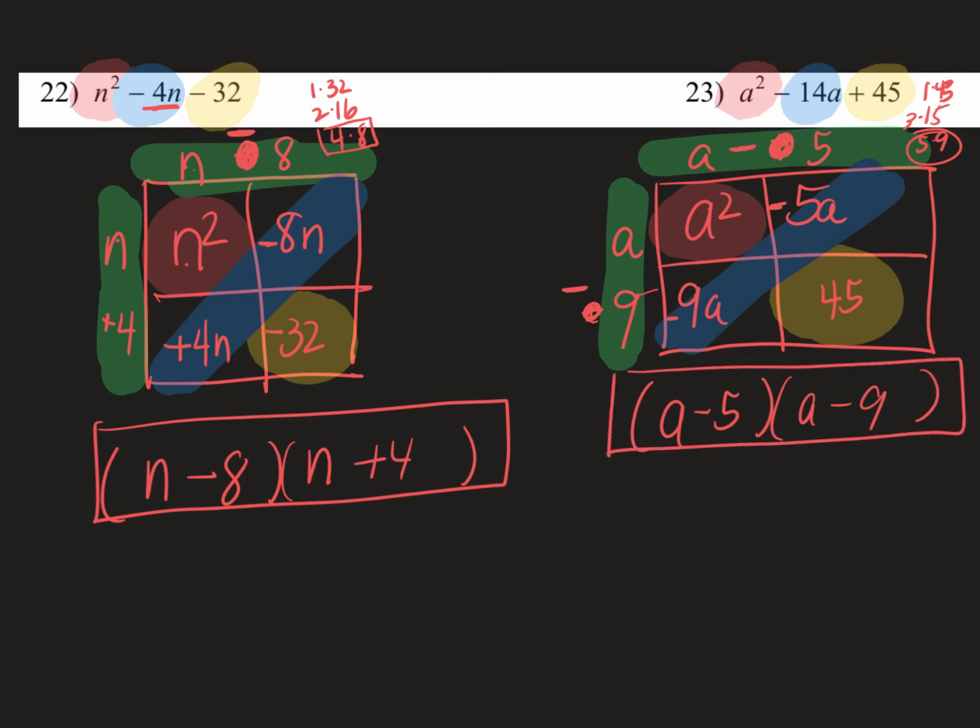So this is the kind of work I expect to see on your paper. You should have the boxes drawn. You should have factors written down. You should have the original problem written down. And then you should end up with a product of two binomials. Okay, I've got 2 more to do and then I'm done.